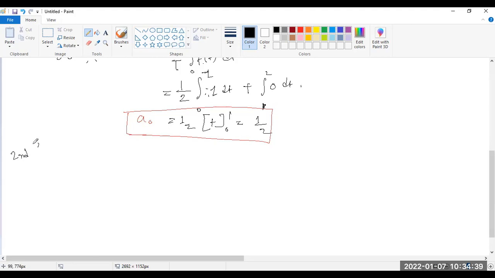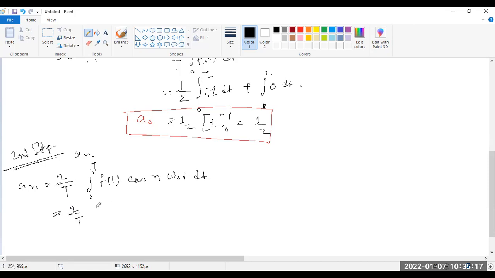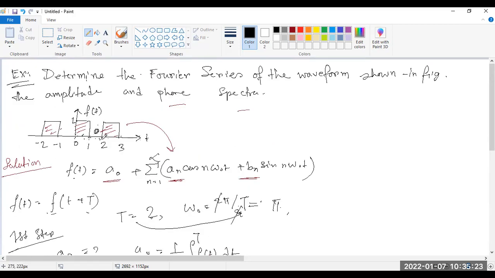Now the second step is to find out a n. We know a n equals 2 by T, integral of f(t) multiplied with cos n omega naught t dt. This is the formula we have found. Now we keep T equal to 2, because we have two portions of the signal, 0 to 1 and 1 to 2.